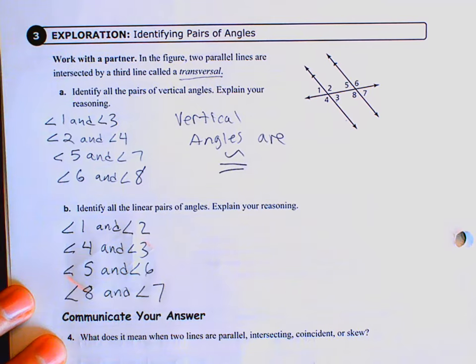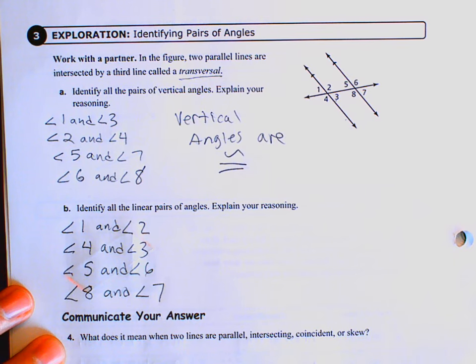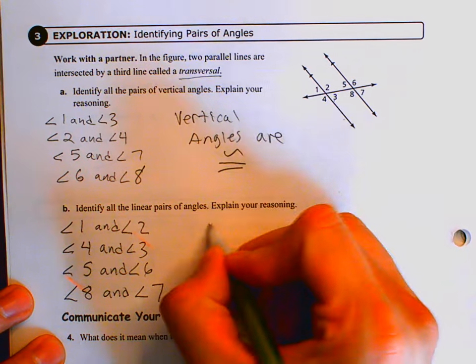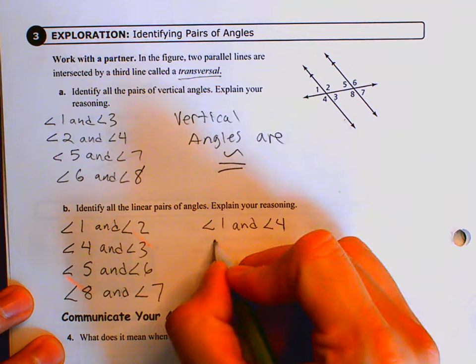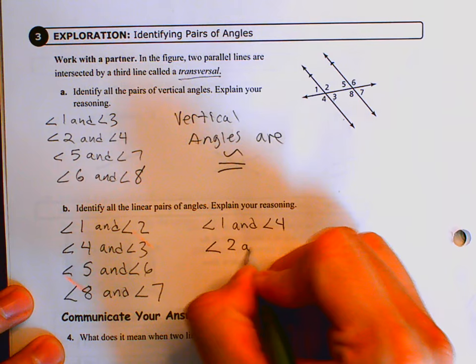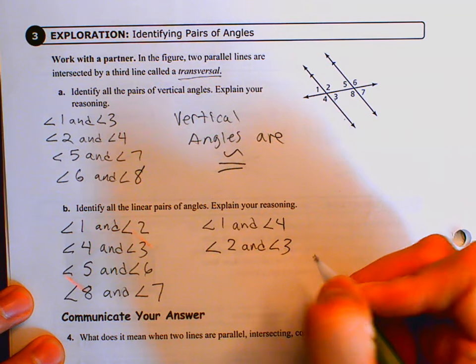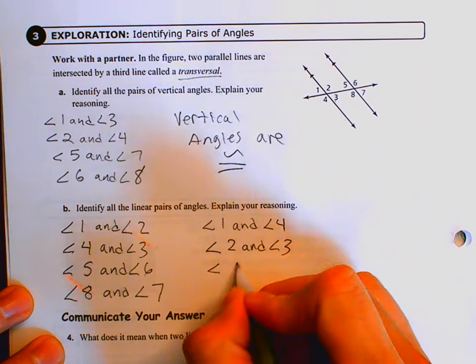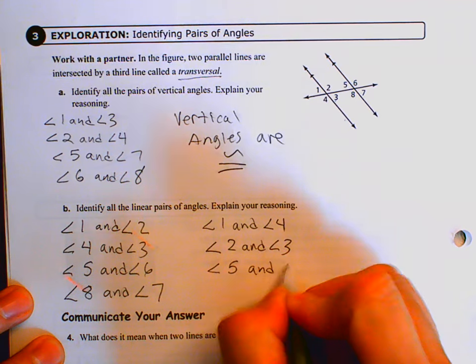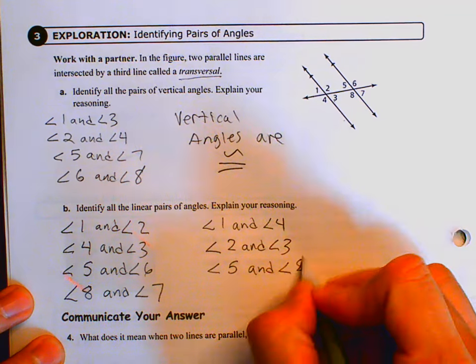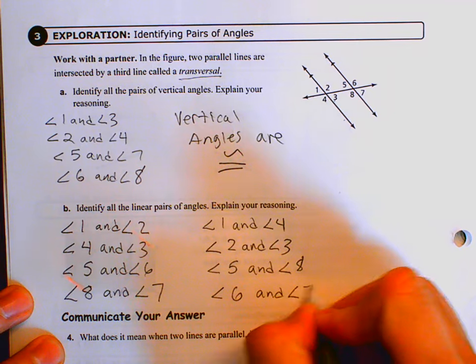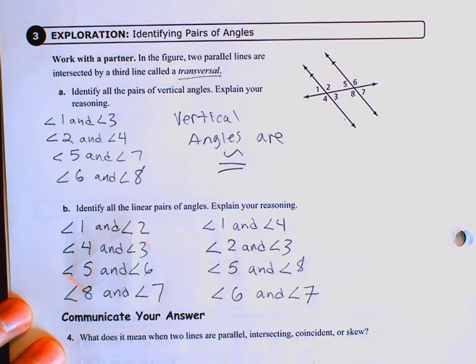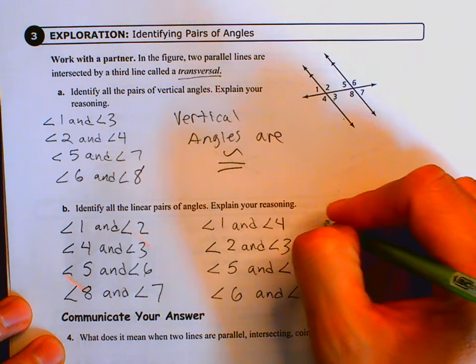Now those are the ones that are going horizontal. Now let's look at the ones that are going vertical. Angle 1 and angle 4, angle 2 and angle 3, angle 5 and angle 8, angle 6 and angle 7. Now we know that all of these here are linear pairs, and we know that linear pairs are supplementary.